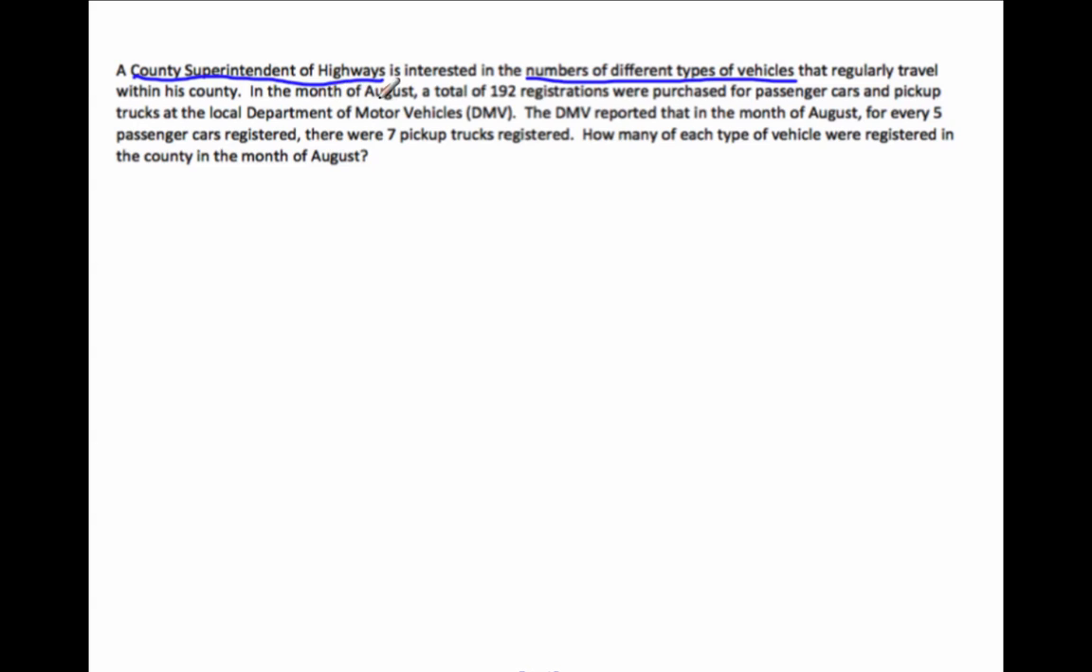In the month of August, so that's important, in August, a total of 192 registrations were purchased. Stop. All right, a total of 192 registrations were purchased for passenger cars and pickup trucks. So this 192 registrations is for passenger cars and pickup trucks. So for cars and trucks. Let me write that piece of information down. That's very important.